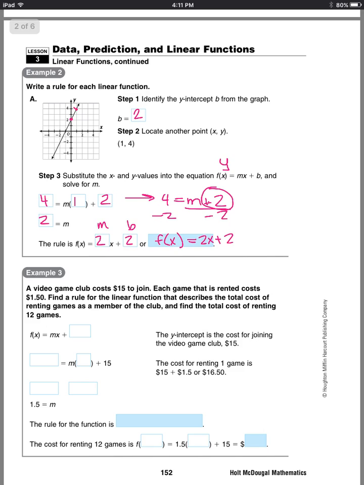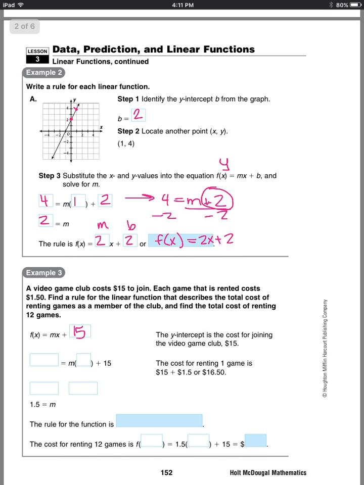A video game club costs $15 to join. Each game that is rented costs $1.50. Find a rule for the linear function that describes the total cost of renting games as a member of the club, and find the total cost for renting 12 games. So, no matter what, you have to pay $15, whether you rent 0 games or a whole bunch. You have to pay a base of $15. So that is our y-intercept.